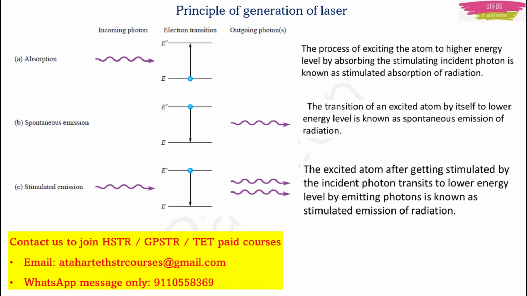And this time it will give two photons: one photon which was already there with it, and one photon which is being given to stimulate that electron. It will release, or emit, those two energies back. Okay, so this is known as stimulated emission. And in laser, this third way is followed; this is the principle of generation of laser.